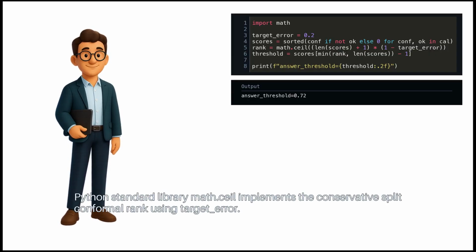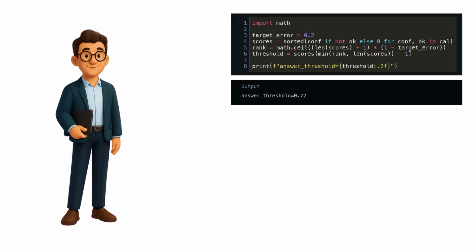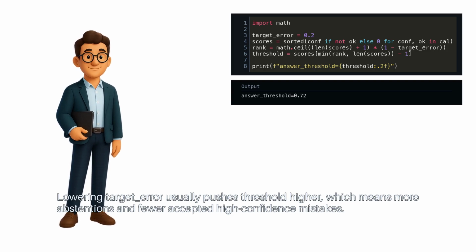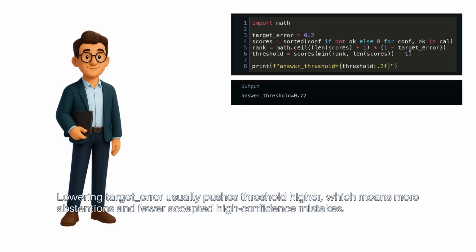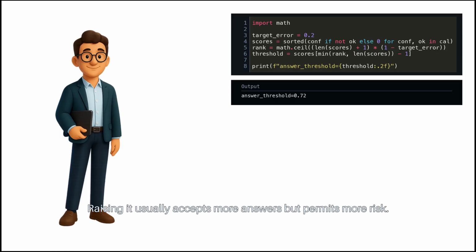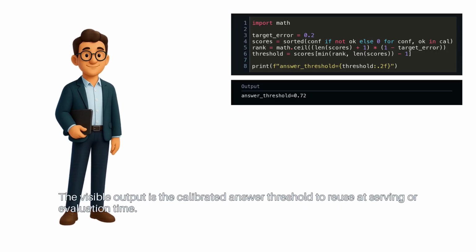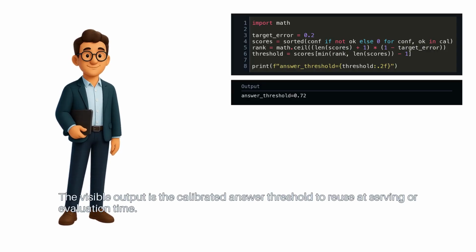Python standard library math.ceil implements the conservative split conformal rank using target error. Lowering target error usually pushes threshold higher, which means more abstentions and fewer accepted high-confidence mistakes. Raising it usually accepts more answers but permits more risk. The visible output is the calibrated answer threshold to reuse at serving or evaluation time.